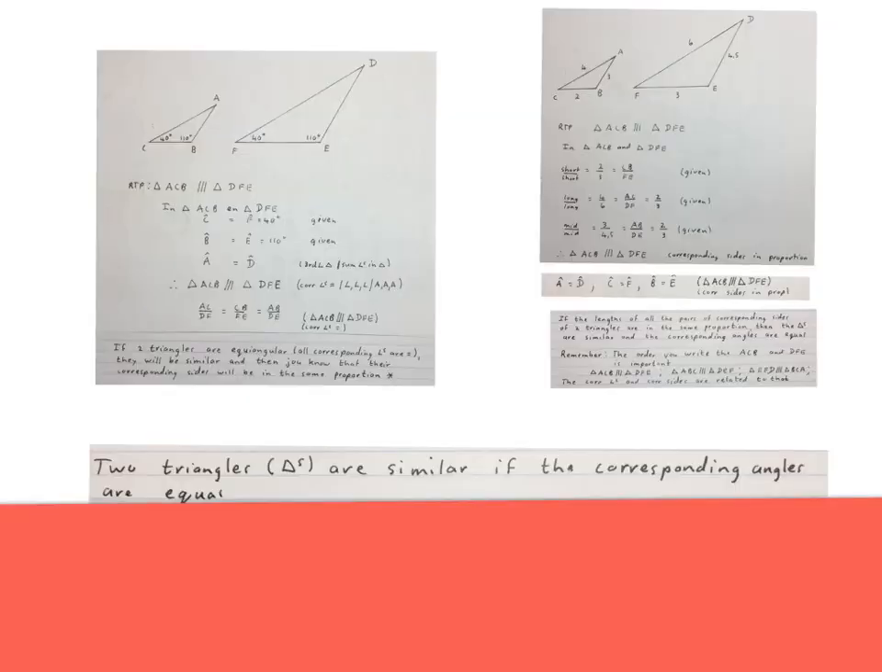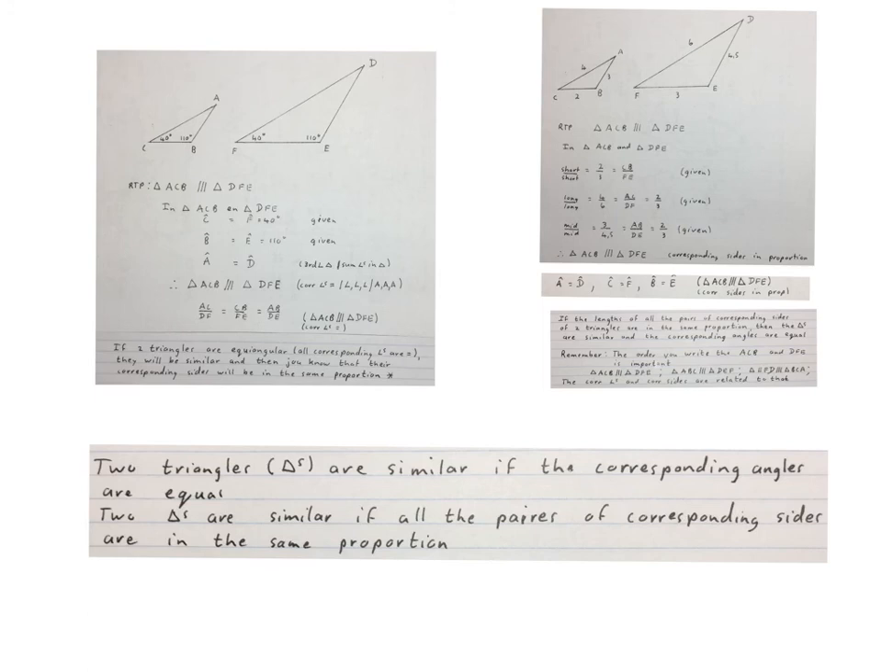Lastly, just to mention the two facts that we learned in this video. We said two triangles are similar if the corresponding angles are equal. Two triangles are similar if all the pairs of corresponding sides are in the same proportion. The first rule I explained here, second rule we explained there. Please stop the video and get your brain around this.